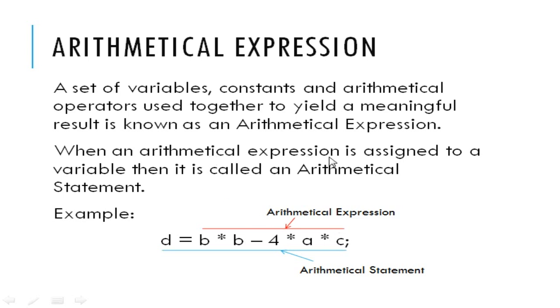When an arithmetic expression is assigned to a variable, then it is called an arithmetical statement. So the full statement including this variable and equal to, we call it an arithmetic statement. So when you execute this statement, what happens is it will execute the right hand side part. After executing, the result will be stored in the left hand side variable.